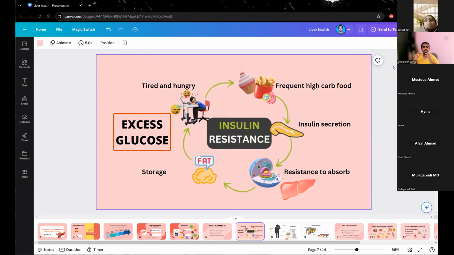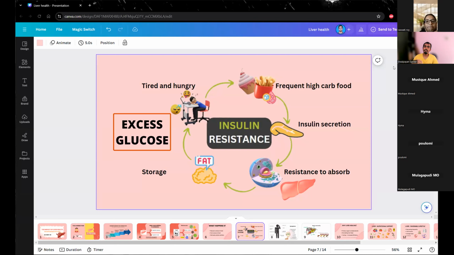So what happens if your food has a higher percentage of glucose and less fiber or other things? Insulin secretion will be done by the pancreas. What is insulin? It is just a hormone. It carries the food. Whenever you're having something, it carries the glucose from your stomach and takes it to the different cells and liver for absorption.